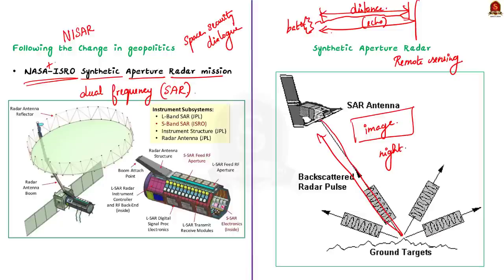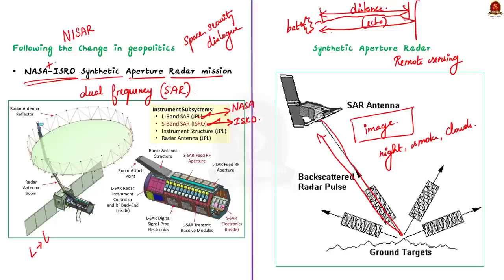So as I mentioned earlier, the NISAR is a dual frequency radar. In fact, NISAR will be the first satellite mission to use two different radar frequencies, that is the L band and the S band. Now, NASA is responsible for providing the mission's L band synthetic aperture radar and ISRO is providing the S band. Now, what is the difference between this L band and the S band?